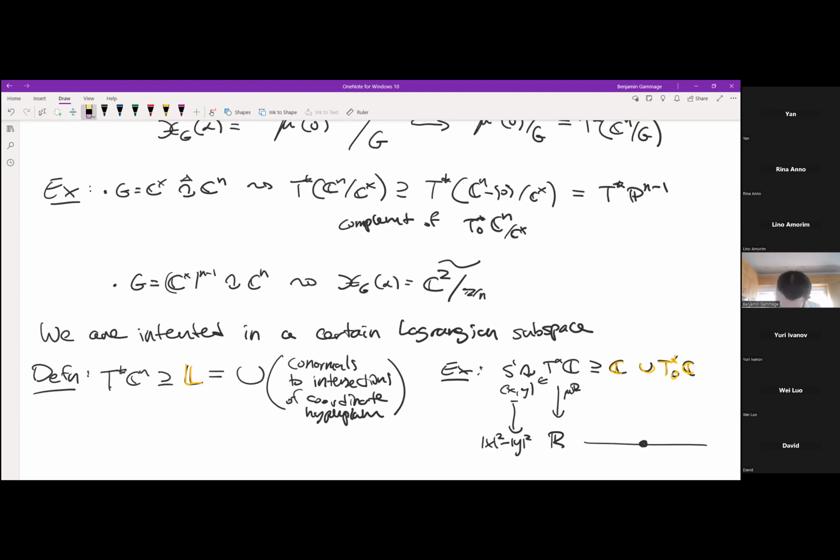Maybe I should draw this in two colors. I'll rewrite this here. This is the union of C and T star zero C. So I can see that my zero section goes to this bit here, and my other component of my Lagrangian goes to the other chamber here, because the other component is where x is equal to zero, so I only have a y, so that goes to the negative part. So in this picture, I can see that the components of my Lagrangian correspond to chambers in this hyperplane arrangement.